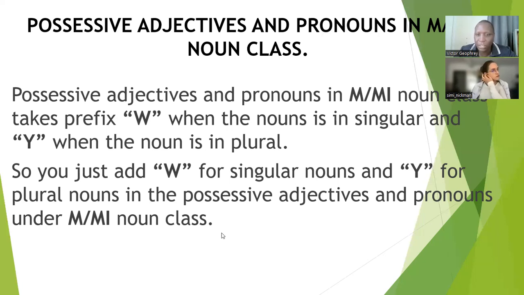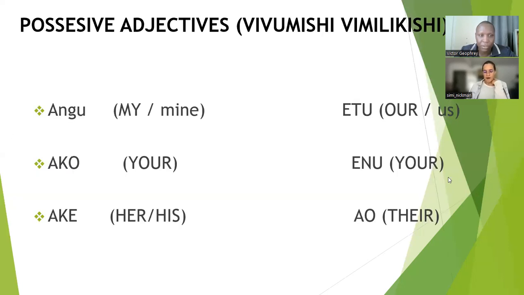So it's simple: you add w for singular nouns, y for plural nouns. Let's see the examples. These are possessive adjectives. I think you remember them. Angu means my or mine. Etu means our or ours. Ako means your in singular. Enu means your in plural. Ake means her or his. Ao means their.